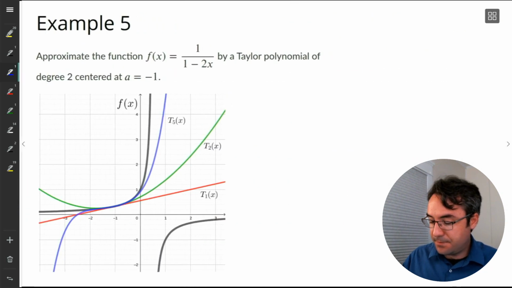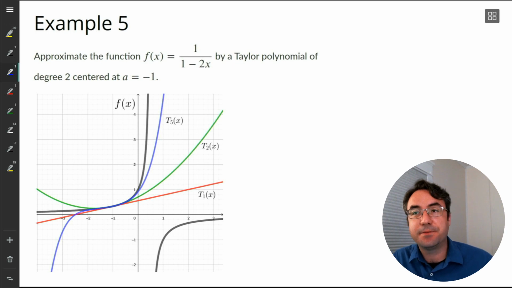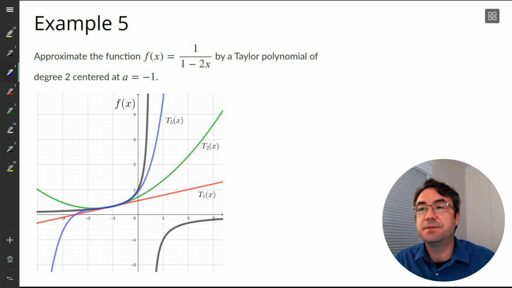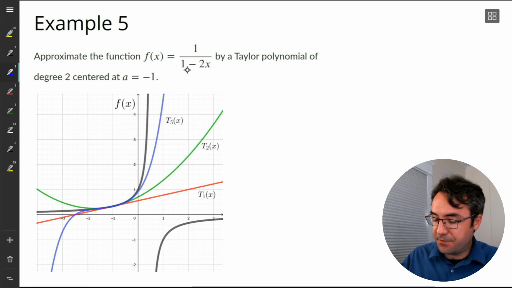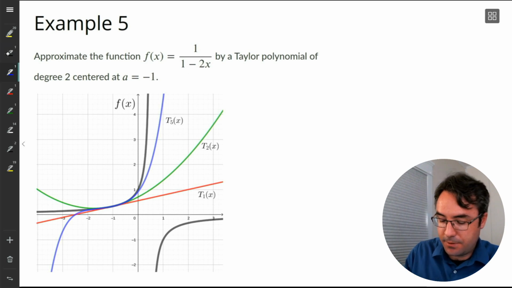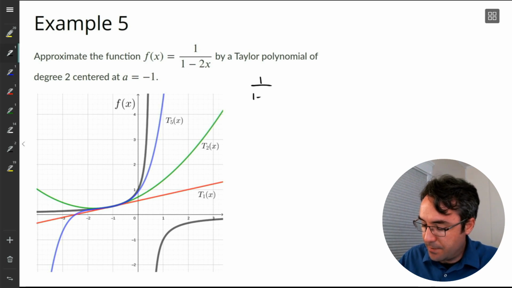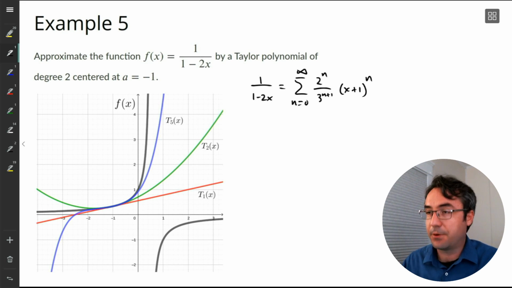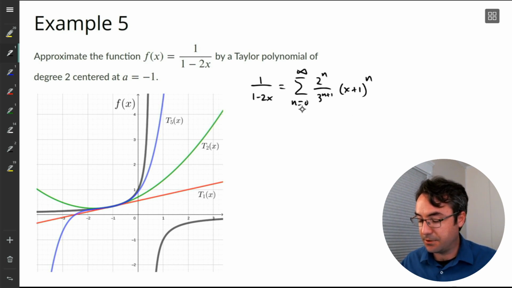And let's look at this in example 5. Let's approximate the function 1 over 1 minus 2x with a Taylor polynomial of degree 2, centered at a equals -1. This is the function we just looked at in example 4. So we found that 1 over 1 minus 2x was equal to the sum from n equals 0 to infinity of 2 raised to the power n divided by 3 raised to the n plus 1, times x plus 1 raised to the power n. So this is what we found for our Taylor series.